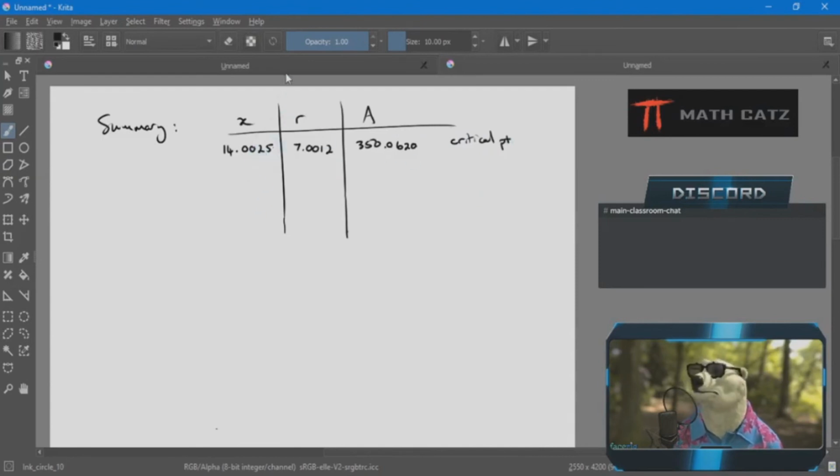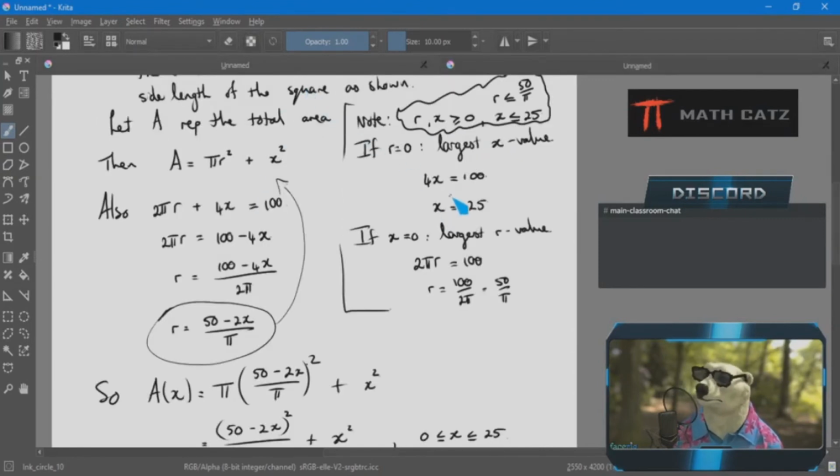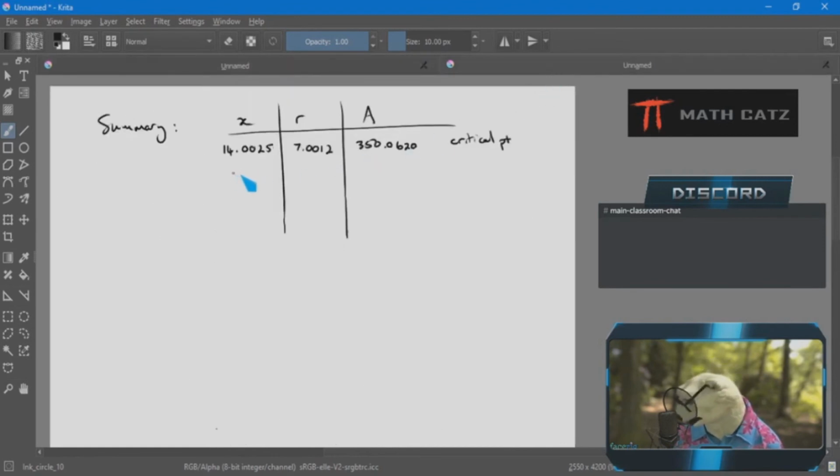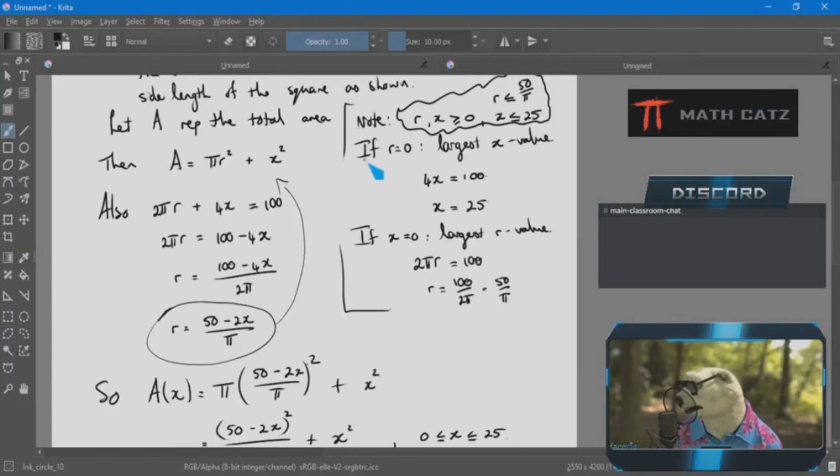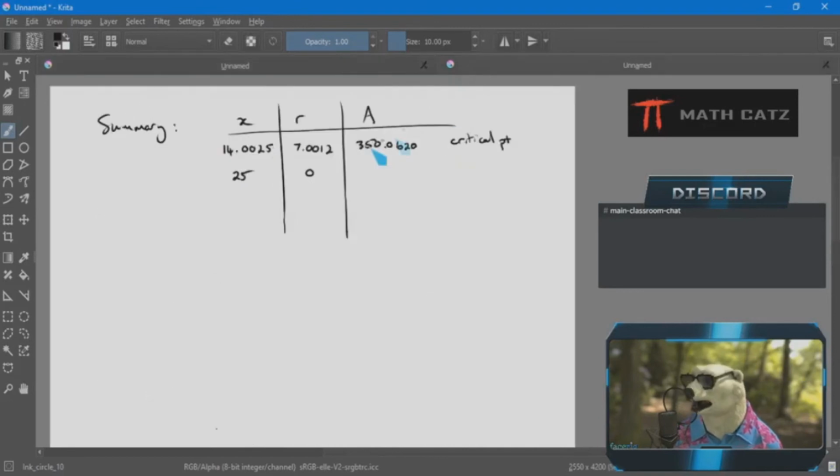I also have to remember to check the endpoints. Now one endpoint is when r is 0 and x is 25. So 25 and 0. That's the best I can do if I leave the circle and just focus on x, the square. Then we have a very simple area function because the radius portion falls away, and I just have 25 squared, which is 625. So that is one endpoint.